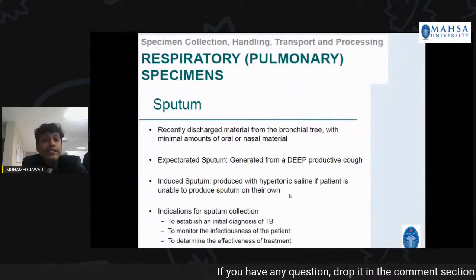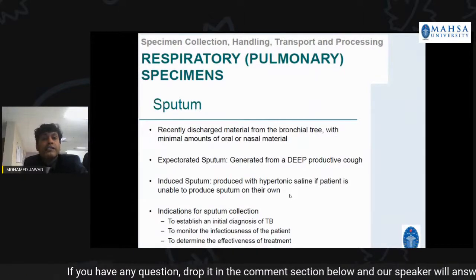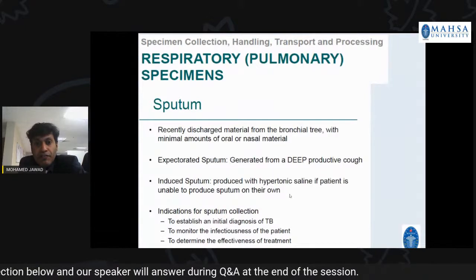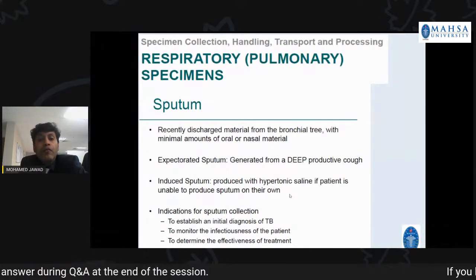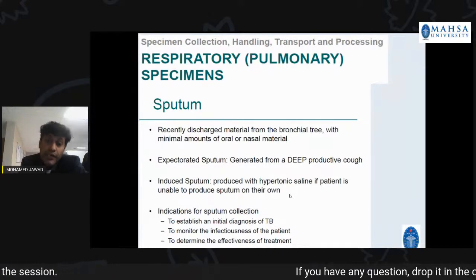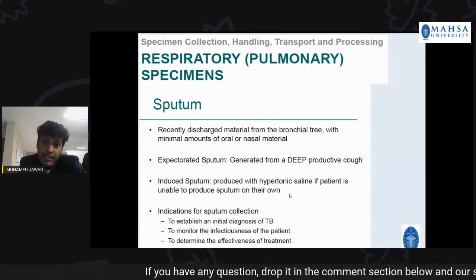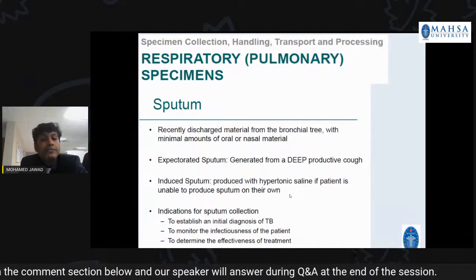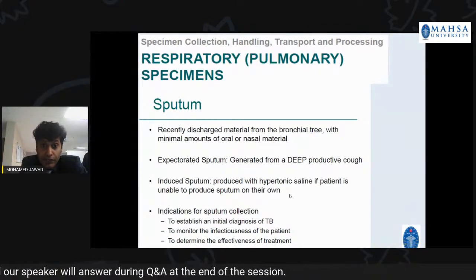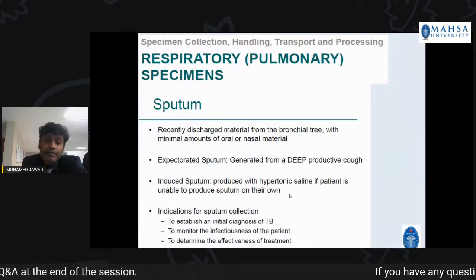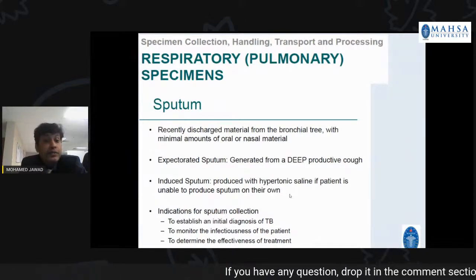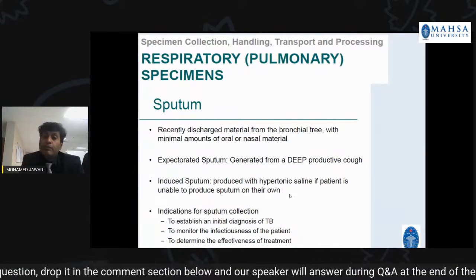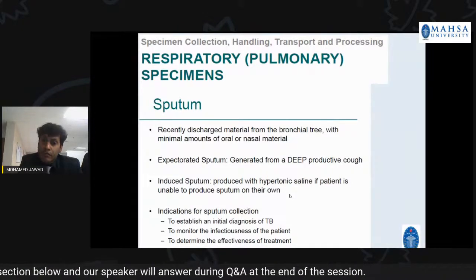So among respiratory specimens, the first important one is the sputum. Sputum is a very important specimen. It's recently discharged material from the bronchial tree with a minimal amount of oral or nasal material. That's very important. A good specimen doesn't contain much saliva or nasal or oral material. Then expectorated sputum is generated from a deep productive cough. Then the induced sputum is produced with hypertonic saline. If the patient is unable to produce sputum, in that condition we have to take the induced sputum.